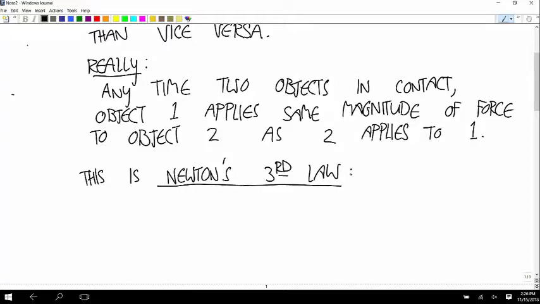And Newton's third law, if you translate it from Latin, I think it was written in Latin probably, has wording something like this. Maybe you've heard this before. For every action, there's an equal and opposite reaction.